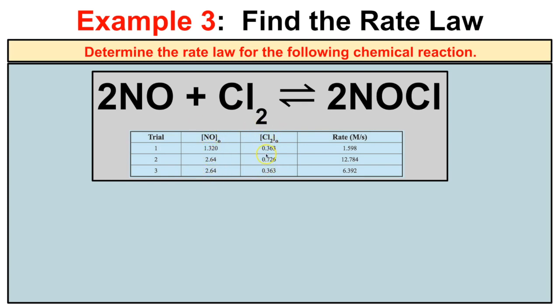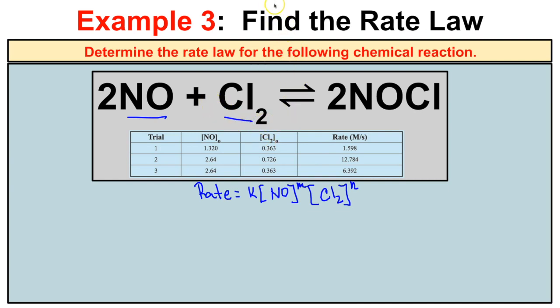We've changed the concentration of Cl2, and we've determined the rates of the chemical reaction. And so what we have to do is write the rate law for this chemical reaction. The rate law is going to be rate equaling k, the rate law constant, times the concentration of NO raised to the power of m, where m here is the order of this reactant, times the concentration of Cl2 raised to the power of n, where n is the order of this reactant right here.